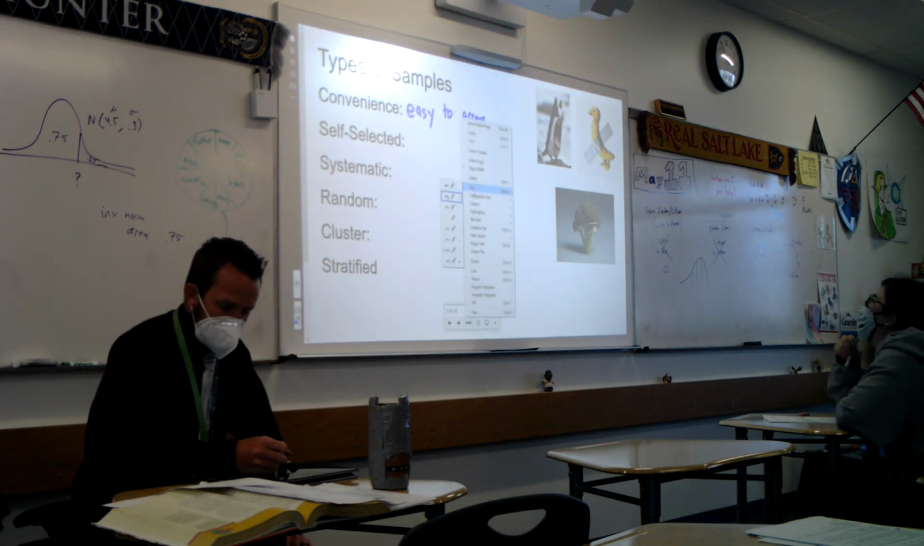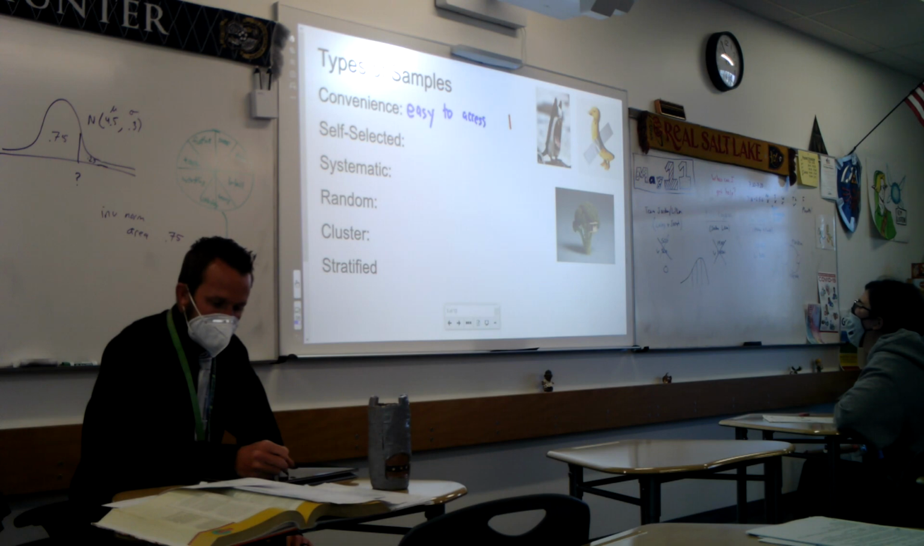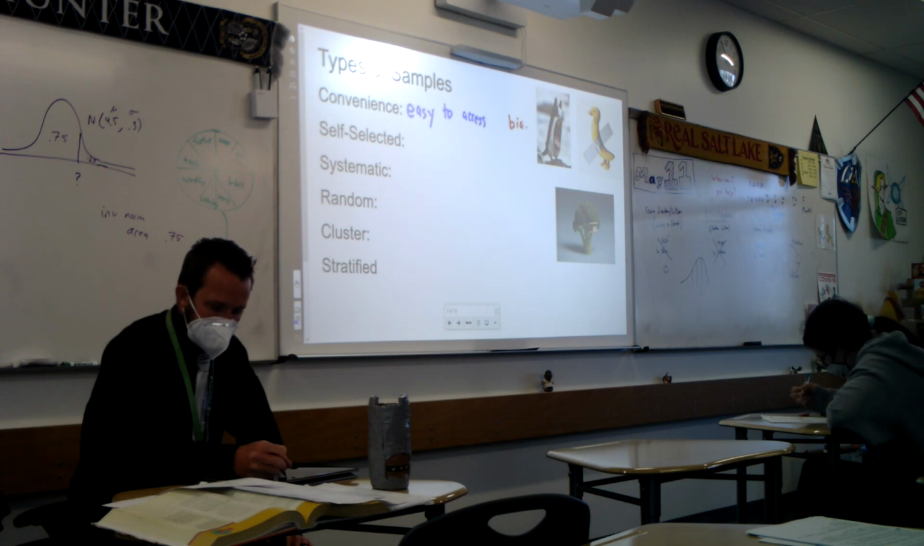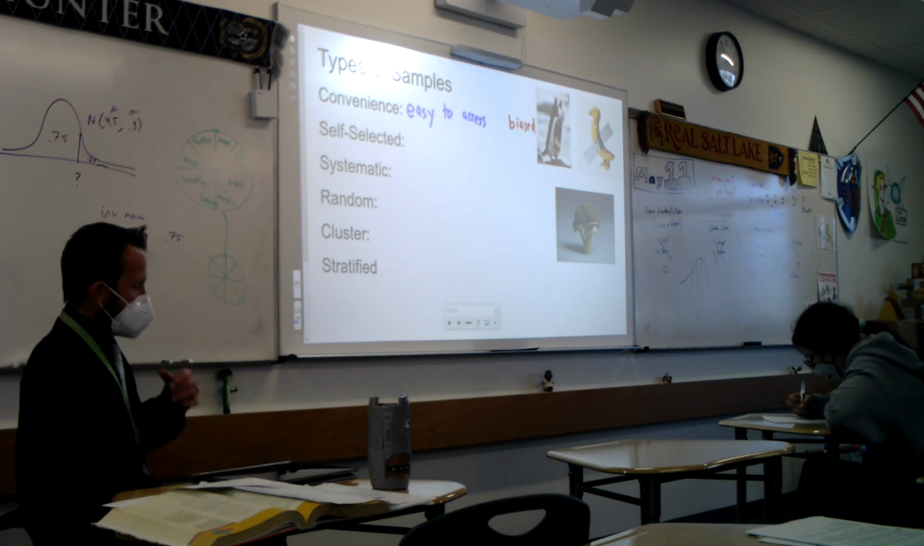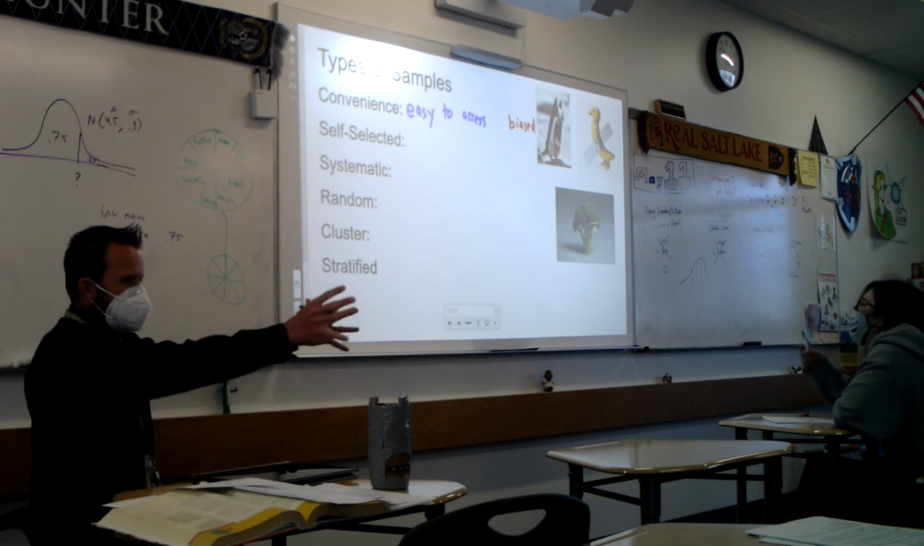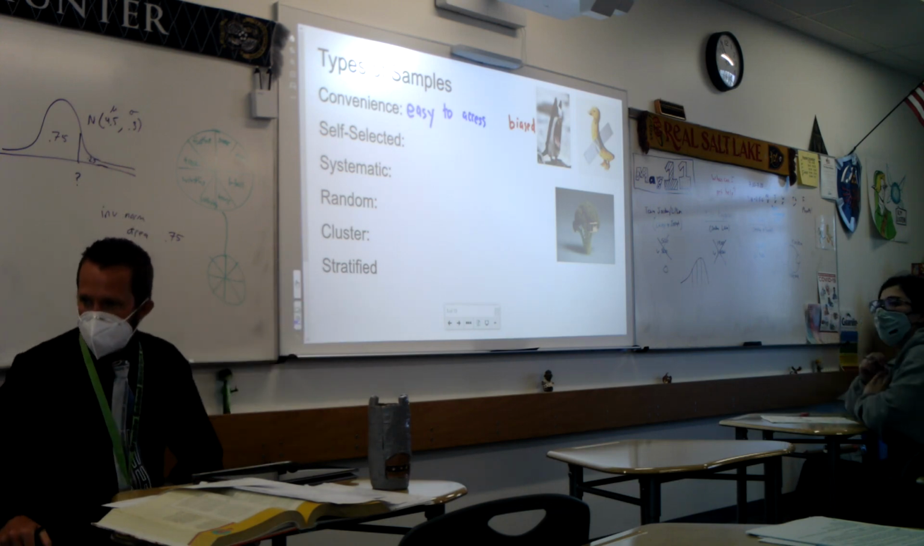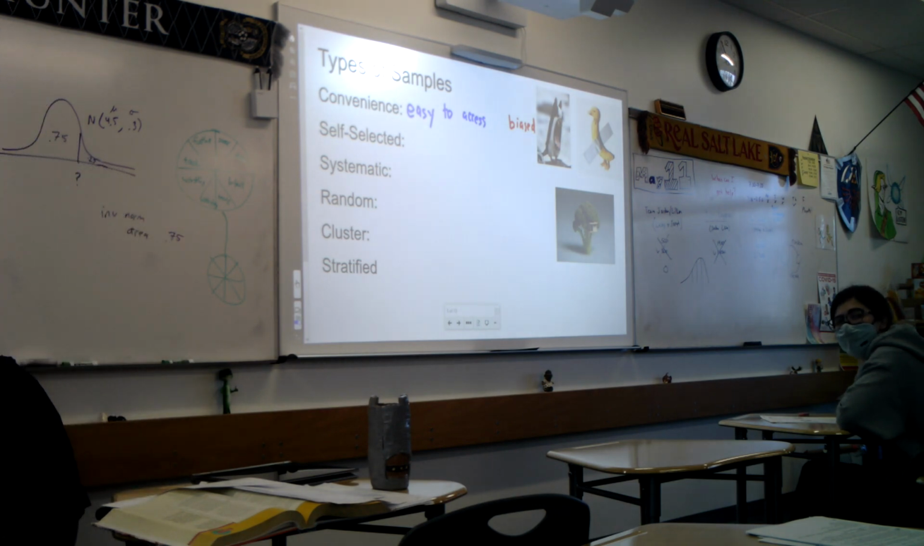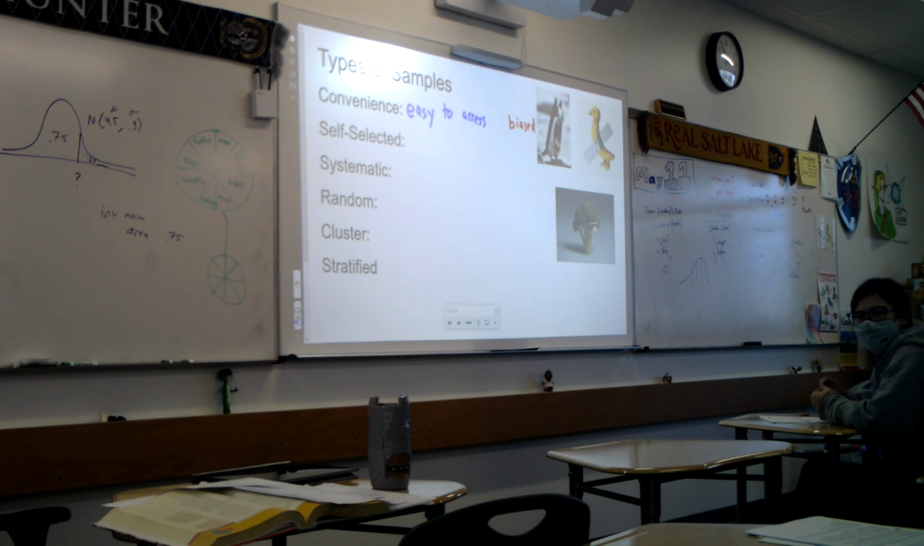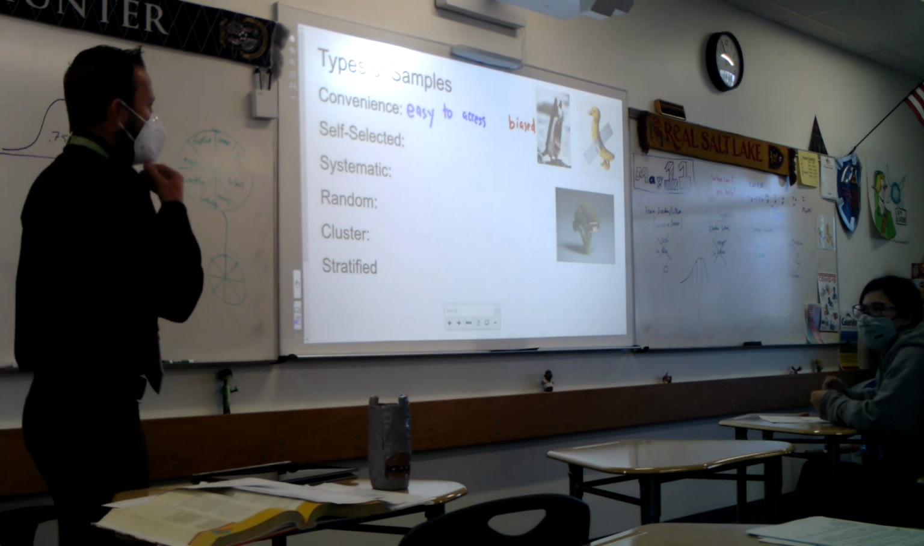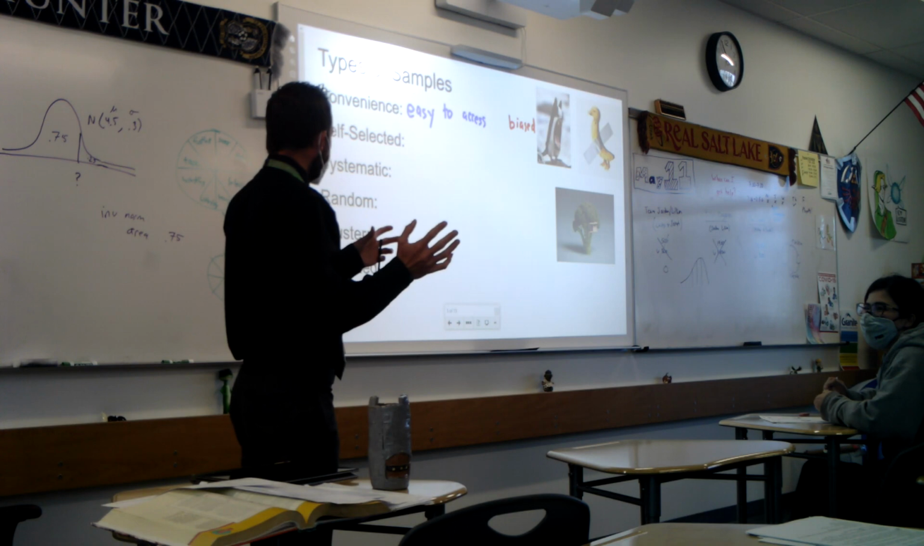I'm going to put a side note here that they are biased, meaning that they overrepresent or underrepresent certain groups. Look around you. In this class, who are we overrepresenting for the school? Juniors, right? Is everyone here a junior? Is that fair? There's no seniors or sophomores or freshmen. So, a convenience sample gives you quick data, but it's biased.